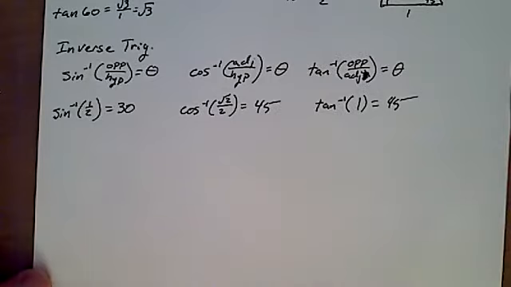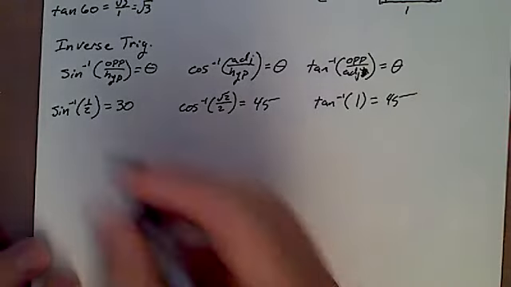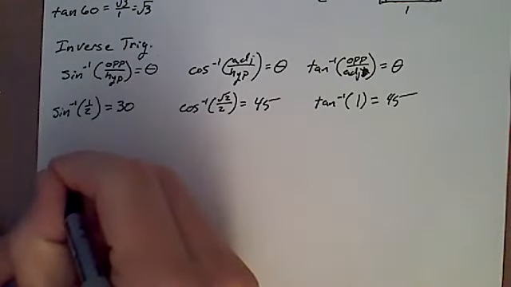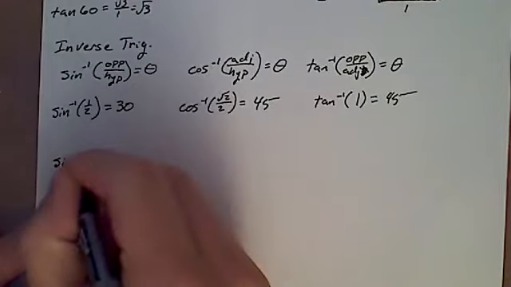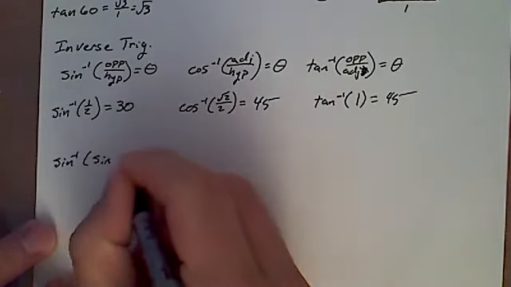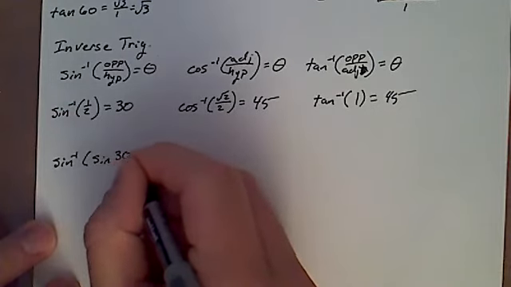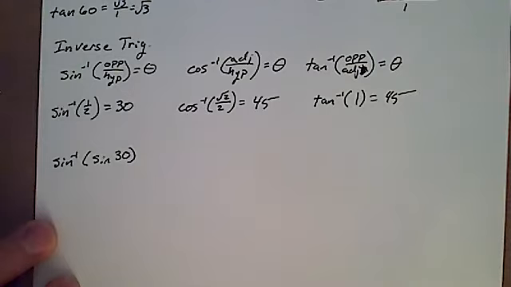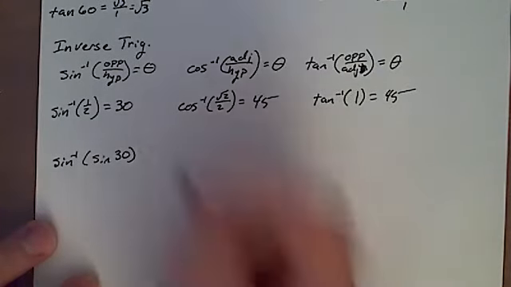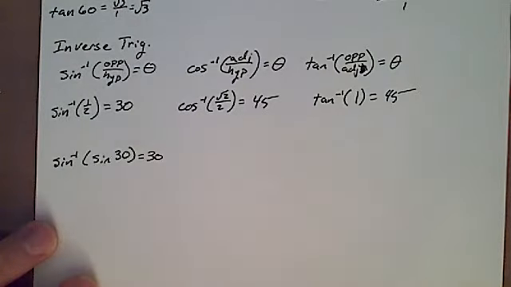So one cool example, though, this won't show up in your book at all. I just think that it's important to see. If we had the sine inverse of the sine of 30, it is 30.